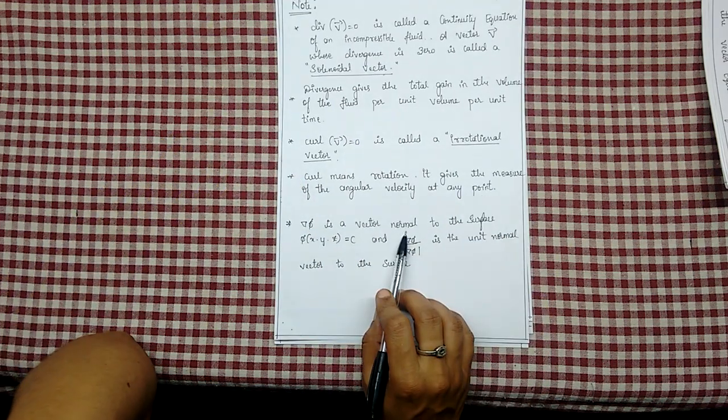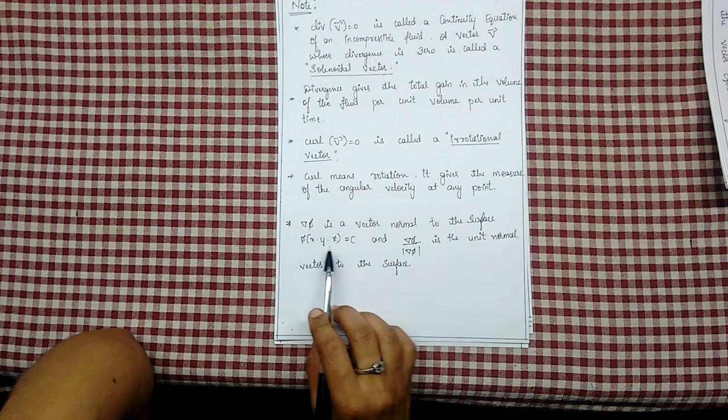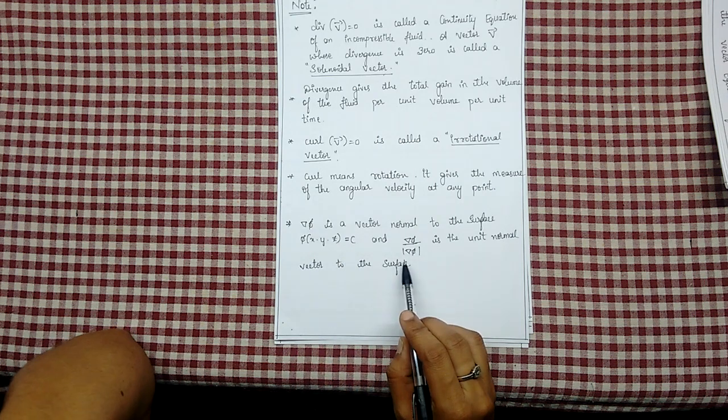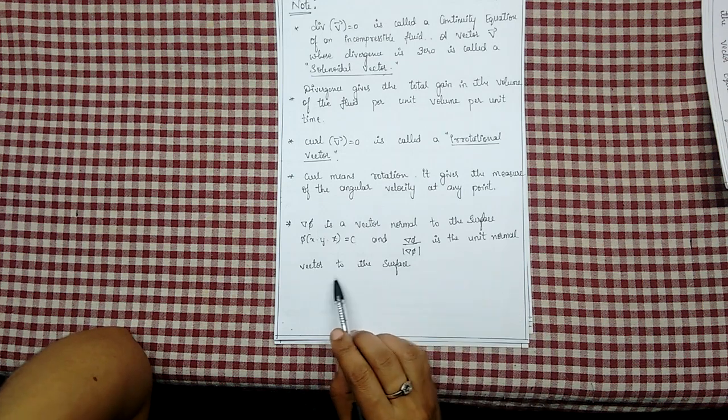Del phi is a vector normal to the surface phi of x, y, z equal to c, and del phi divided by mod del phi is the unit normal vector to the surface.